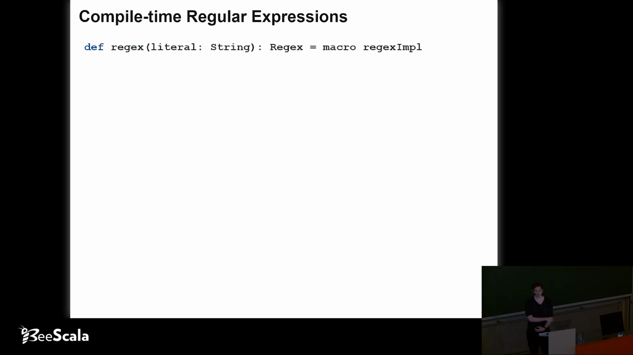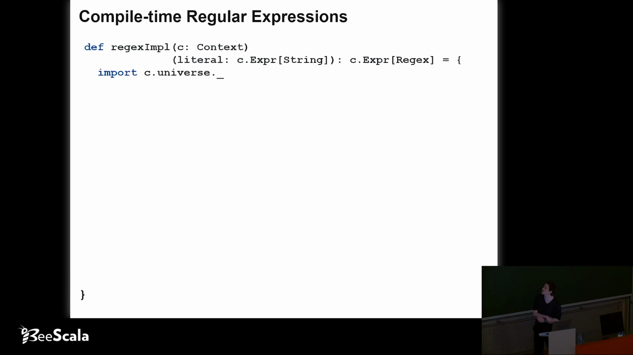Next, we have more boilerplate. In this case, we're taking a context, which is the way we can take some code writing tools from the compiler and use them during the invocation of the macro. And then we receive an expression of string. Expression of string is the code representation of the code that we're receiving at compile time during the invocation of the macro. And the result is going to be more code, in this case, code that type checks as a regular expression. And this import is crucial, but I'm not going to explain exactly what it does.